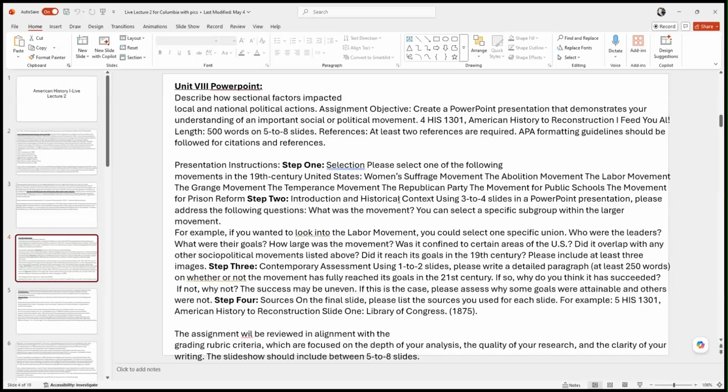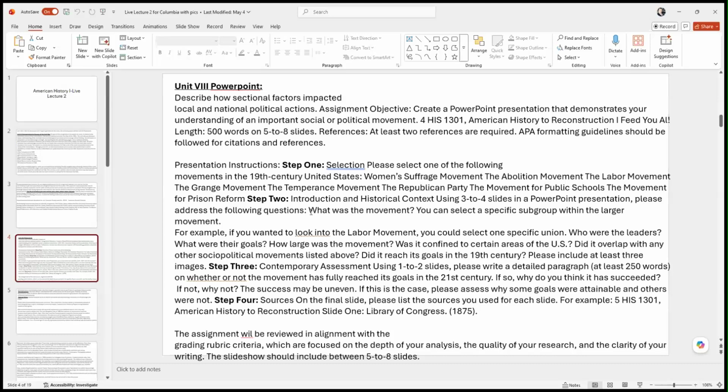Basic stuff. Answer these questions. What was the movement? Describe it. Maybe you want to narrow in on one particular aspect of it. Maybe if you choose the labor movement, you want to talk about just one particular labor union. Talk about the leaders of the movement, what the goals were, how big was it?